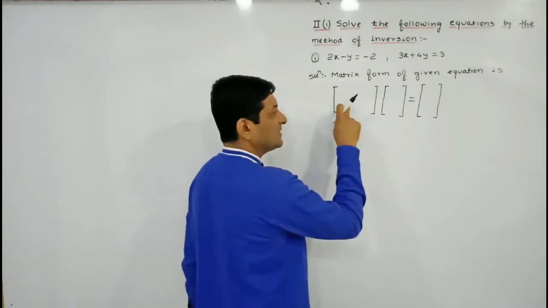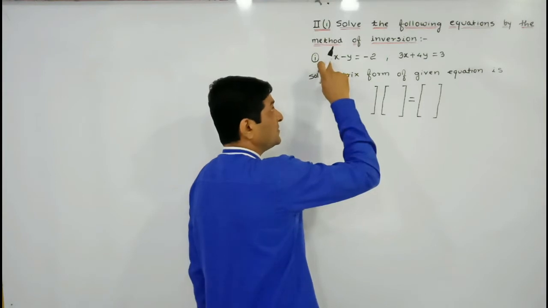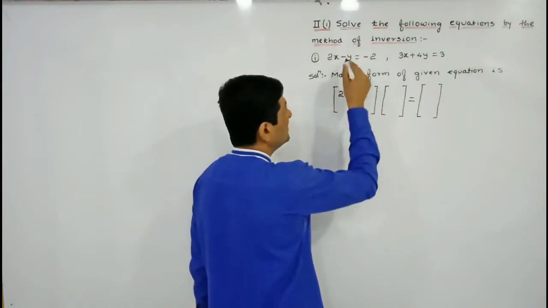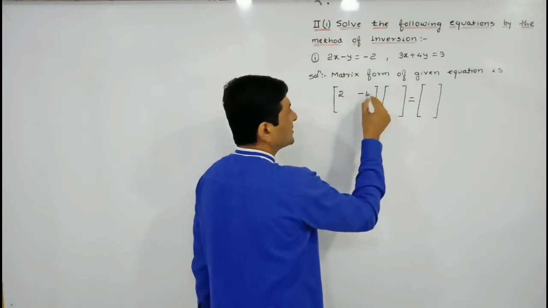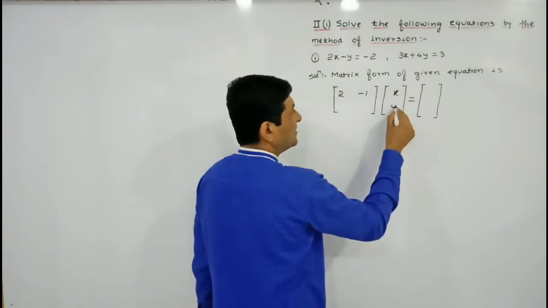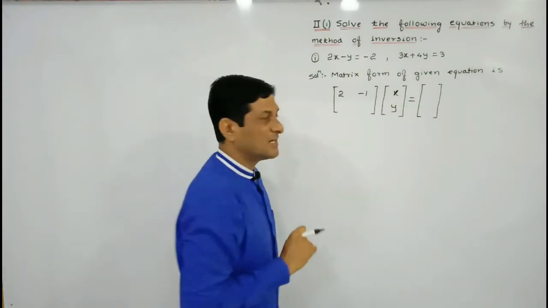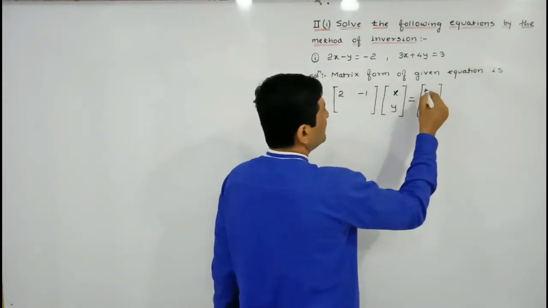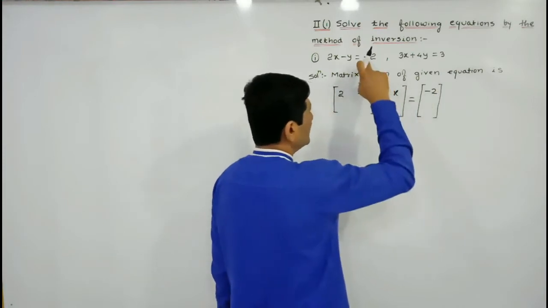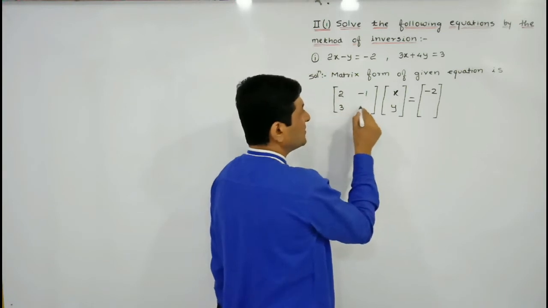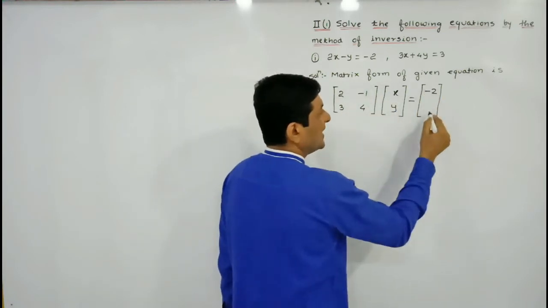In the first matrix, collect the coefficient of x and y from the first equation, means here the coefficient of x is 2, the coefficient of y is what? -1. Here collect the variables, adjacent; these are linear equations in two variables and the variables are denoted by x, y. On this side we are collecting the constant term. So the constant term in the first equation is -2. In the second row, write down the coefficients of x and y from the second equation, and on this side write down the constant term.